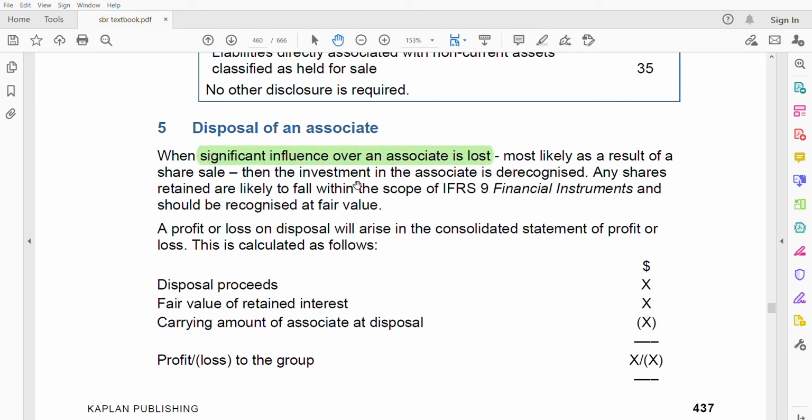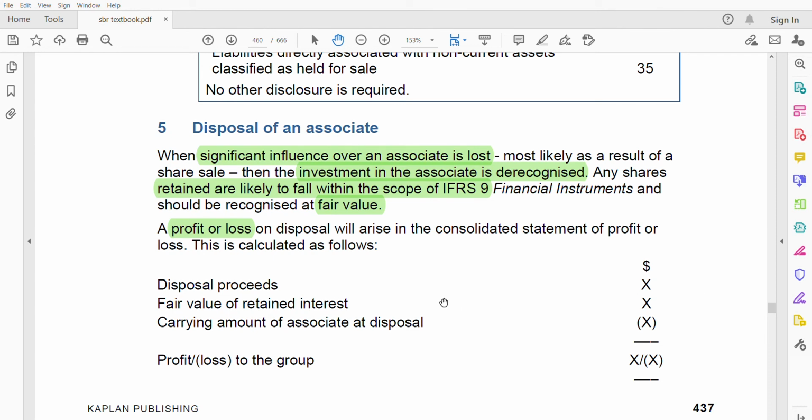Then that investment in associate has to be derecognized because it's no more an associate now, and recognized according to IFRS 9. Any shares that are retained will fall within the scope of IFRS 9, and this will be recognized at fair value. Because influence is lost, same way how control is lost, you have to calculate profit and loss.